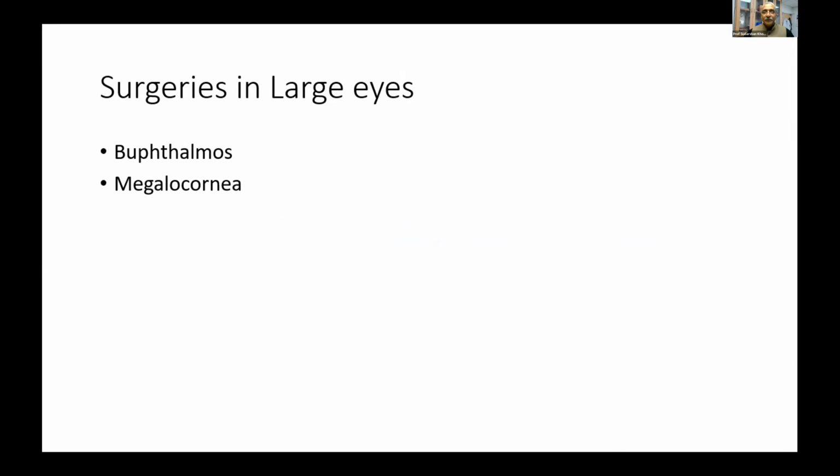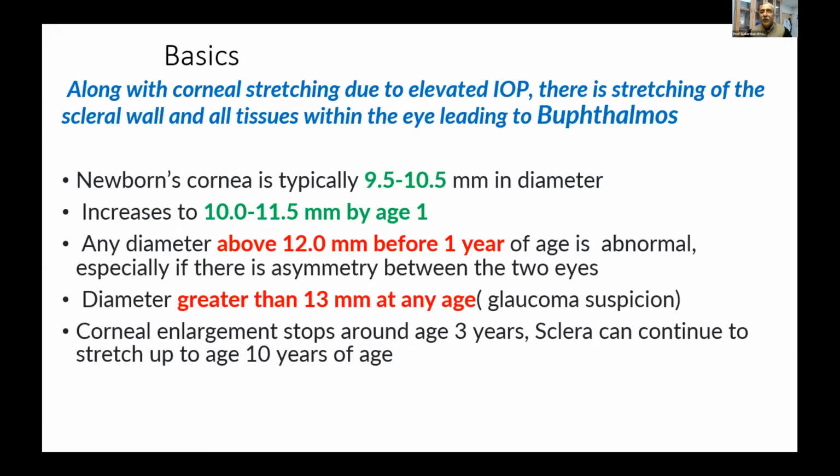One is buphthalmos, and that's the one which I like to highlight because that's the one which is with the increased IOP. So what happens because of that, the size of the cornea is big. So any cornea which is more than 12 millimeters after 1 year of age of the child is abnormal. That's the American Academy concept. And anything which is greater than 13 millimeters at any age is highly glaucoma suspect.